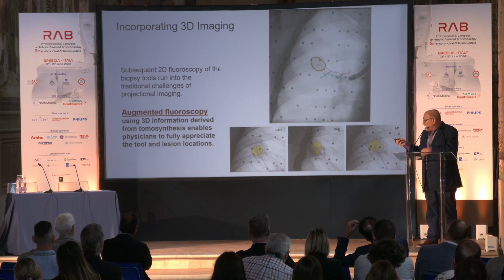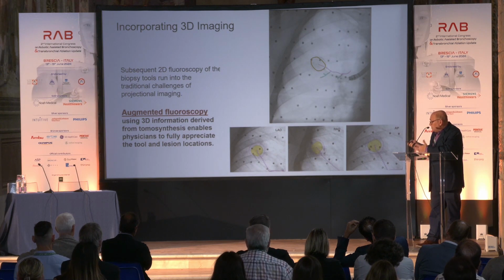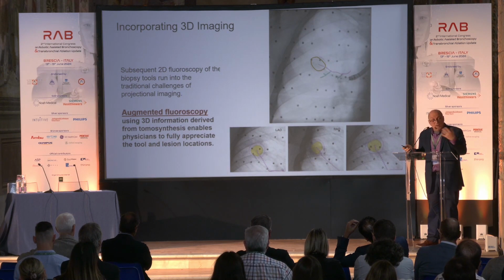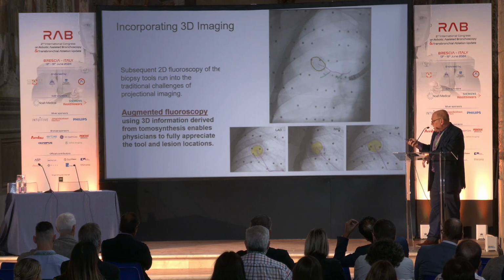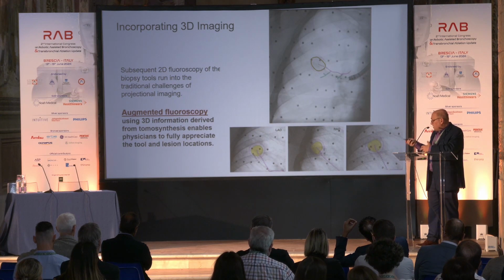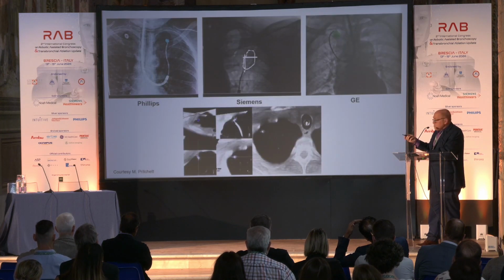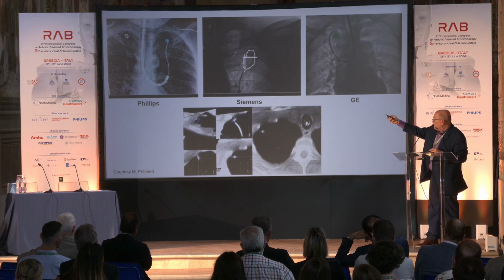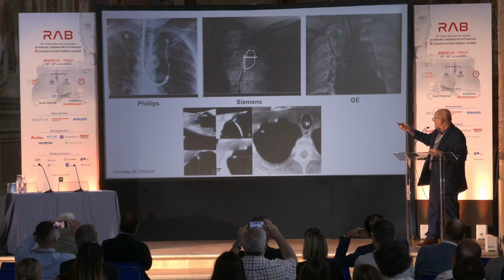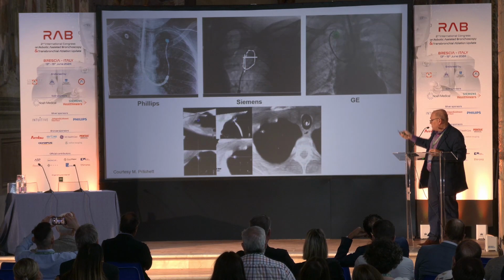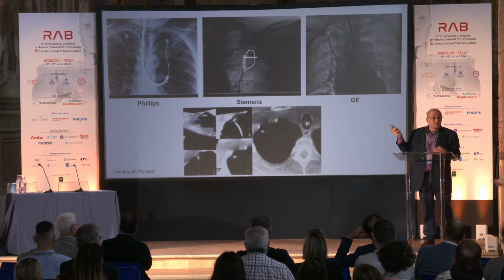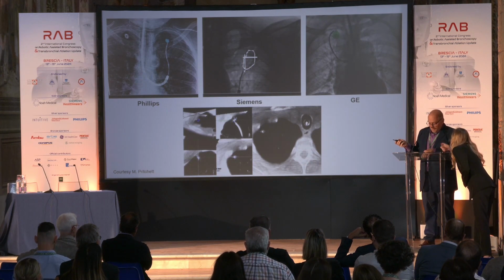This is the Body Vision Augmented Fluoro. Again, it uses 3D information derived from the tomosynthesis, which enables us to fully appreciate the tools and lesion locations. We update lesion locations, and we're able to get augmented fluoro. You could do this with cone beam. This is an image of Philips on the left, GE on the right, Siemens in the middle, and I'm sure that by now all of these have been updated.